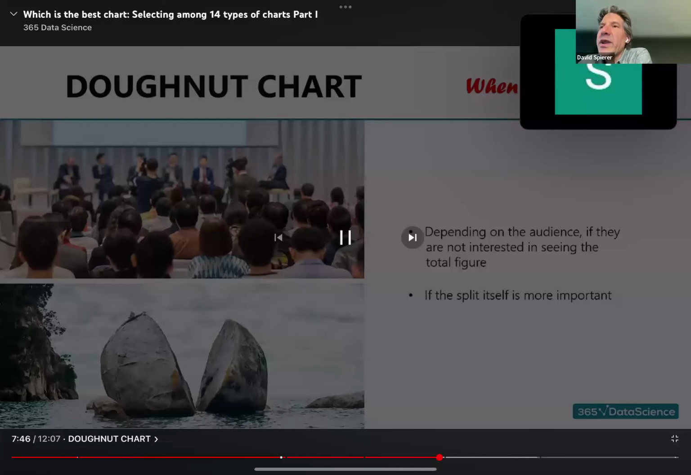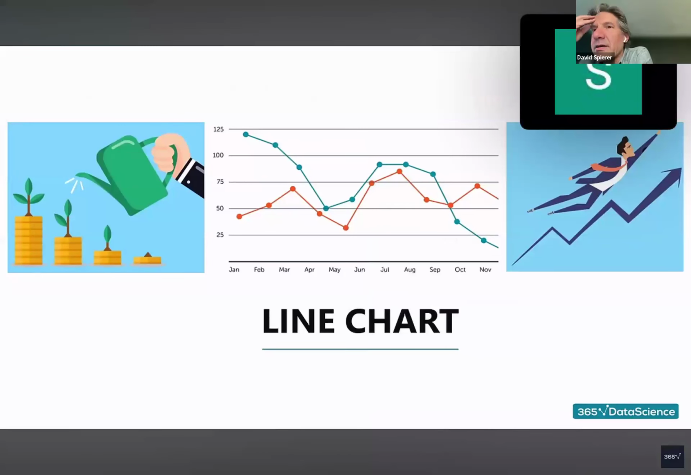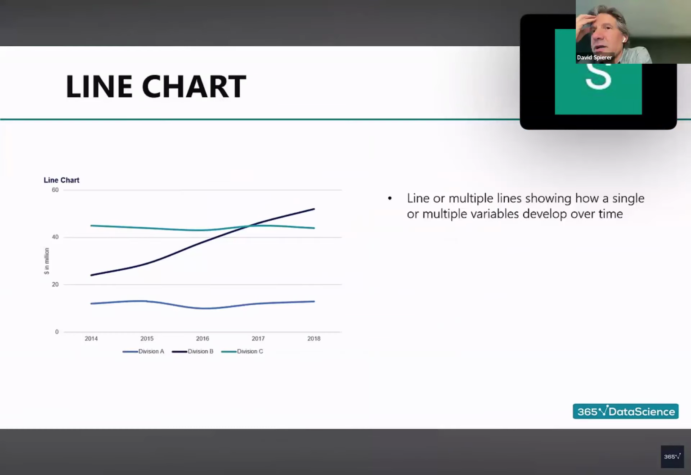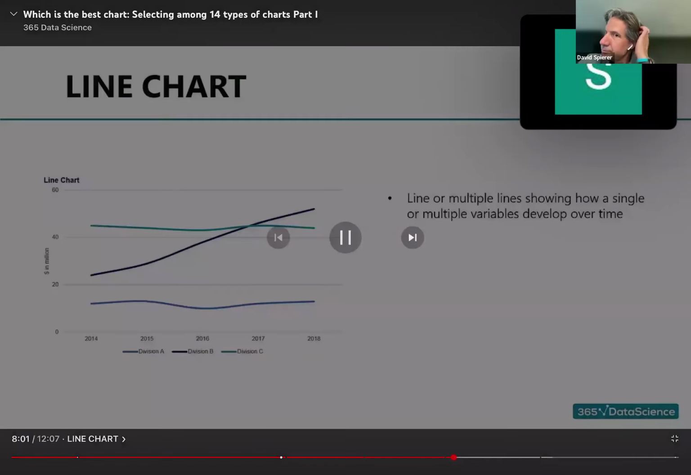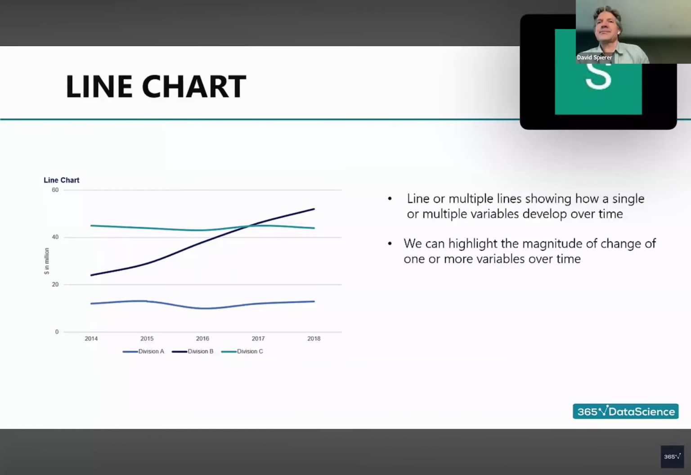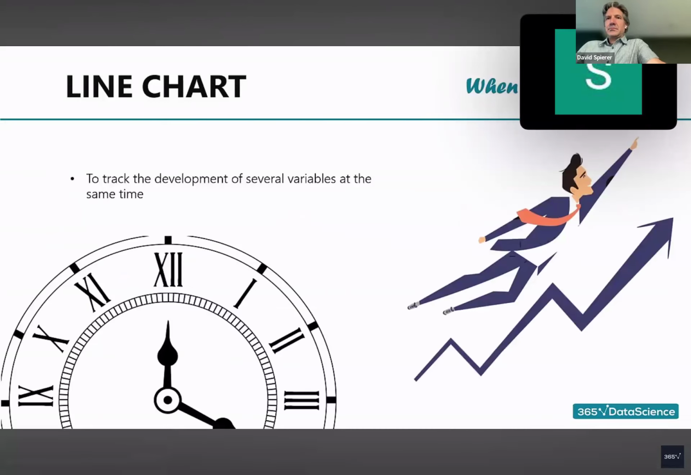Now, line charts. This is where we're going to see a lot of line charts in research. As one can easily imagine, a line chart shows multiple lines showing how single or multiple variables develop over time. The key is time. Line charts are one of the best ways to take a look at how variables change over time. It is a great tool because we can easily highlight the magnitude of change of one or more variables over a period. When to use line charts.